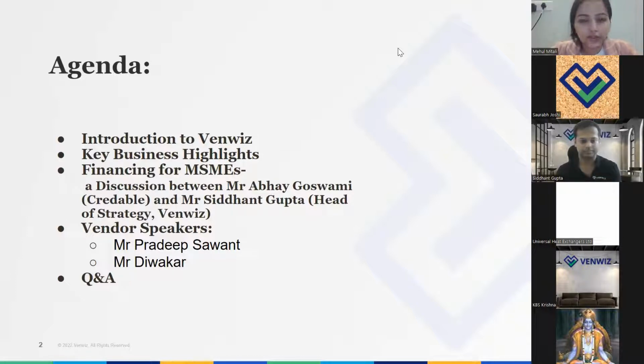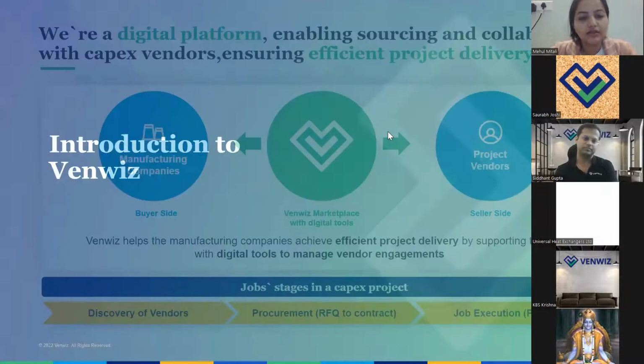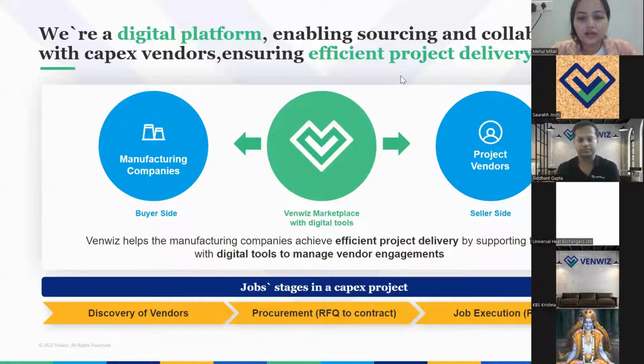So starting with the introduction to Venwiz, most of you are already aware, but I'll still revise for our benefit that we're a digital platform and we connect manufacturing companies on one side to project vendors on the other, which is us right now who have assembled here. And the main objective is through our different SaaS tools, software tools, we are able to ensure efficient project delivery. Be it the client side or the vendor side, we know delivering the project on time is the priority for both sides. So we assist that through our digital tools.